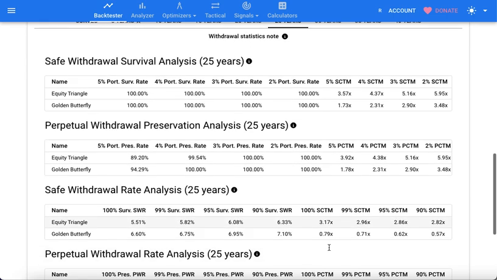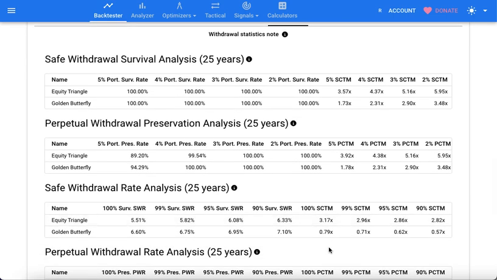Okay, let's go to the next one, safe withdrawal rate analysis. I find this one and the bottom one a little bit more useful. And in fact, I do kind of wish they had put this third one under the first one and the fourth one under the second one. I wish they had adjusted that.